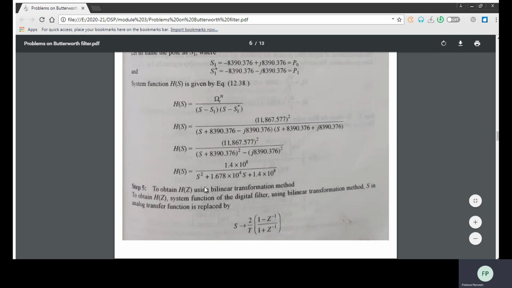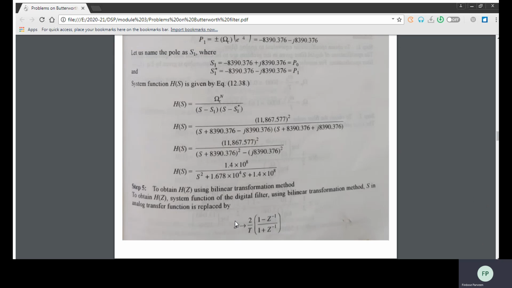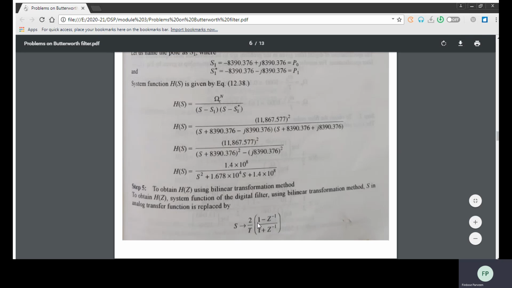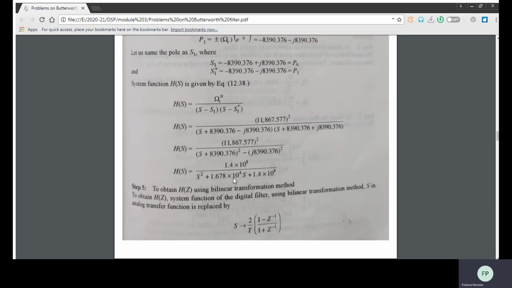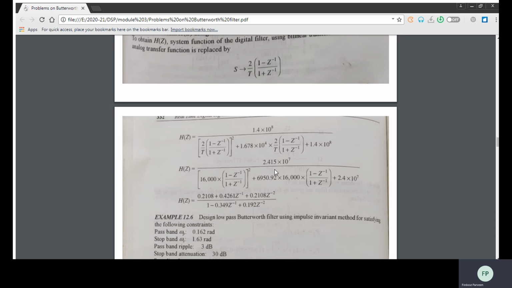So again, they have told using bilinear transformation method. So in the bilinear transformation method, you have to replace s with 2 by T into (1 minus z inverse) divided by (1 plus z inverse). Wherever s is there in the above equation, replace that with 2 by T into (1 minus z inverse) divided by (1 plus z inverse). So after solving this one, you'll be getting it in this form.